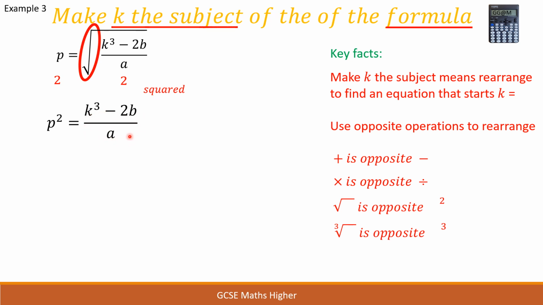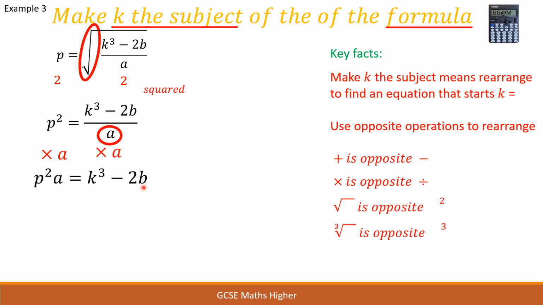From here, I now need to get rid of this fraction. I'm going to get rid of this dividing by a. So the opposite to divided by a is multiply both sides by a. It doesn't matter whether you put the a in front of the p or behind the p. So p squared a or even ap squared is exactly the same on the left hand side, leaving you with k cubed minus 2b, because dividing by a and timesing by a cancel, leaving you just with the numerator on the right hand side.